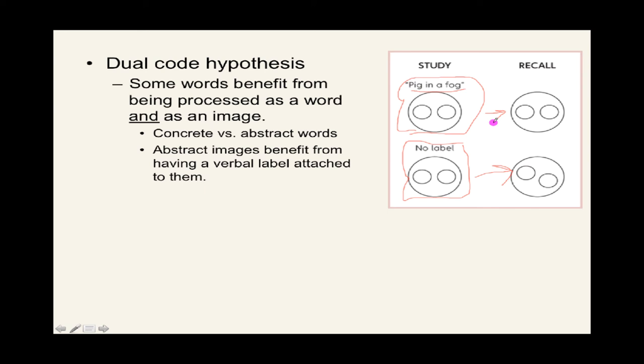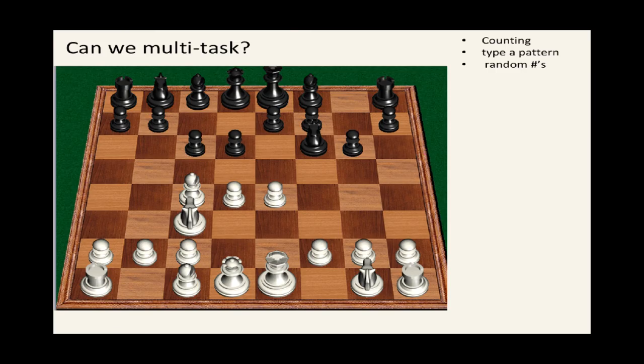So that's the idea of the dual code hypothesis, that attaching a verbal label allows us to both process it as a picture, although an abstract picture, as well as phonologically here, and then creating this sort of auditory label as well. Now, a related concept has to do with, can we multitask then?